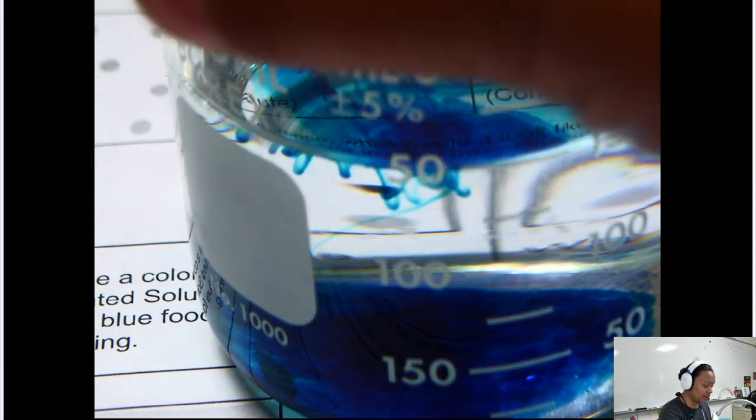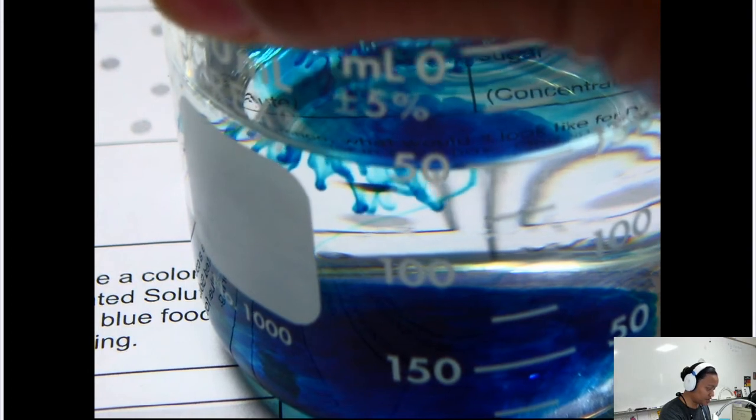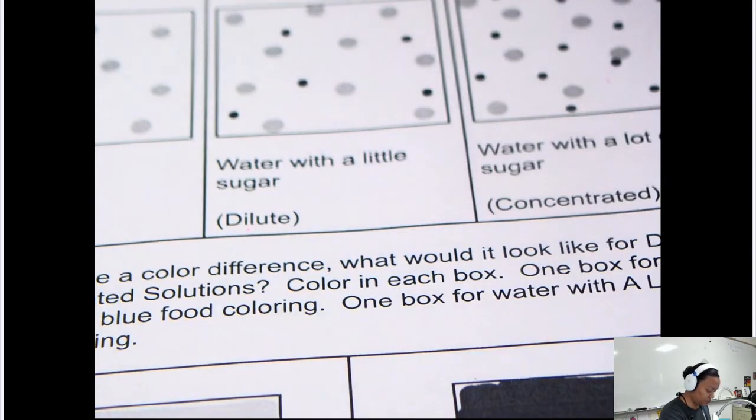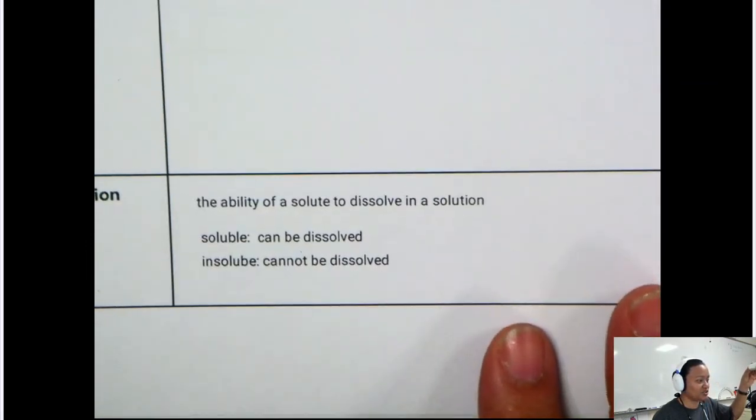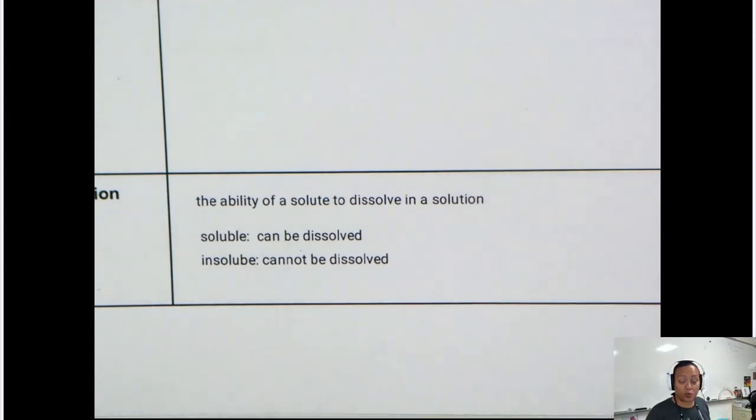All right, so before we get into that, that would be the next page. There's one last piece down here that you need to fill in, and that is the definition of solubility. So solubility is the ability of a solute to dissolve in solution. So sometimes you can dissolve more solute into solution, and sometimes you're going to be able to dissolve less. Now, soluble means it can be dissolved. Insoluble are things that cannot be dissolved.